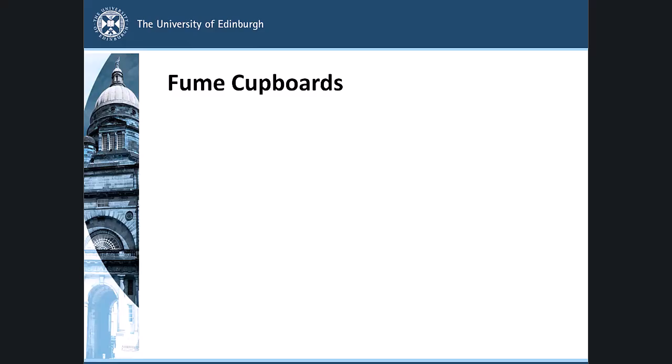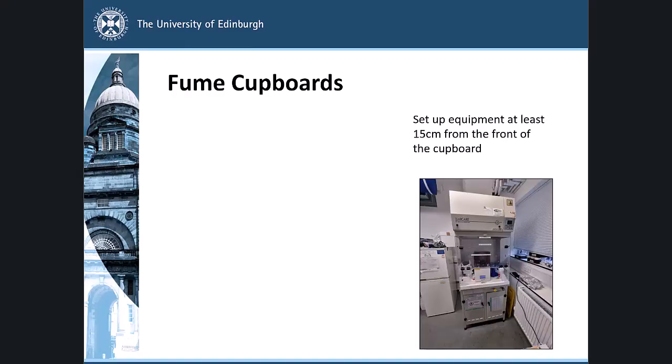Fume cupboards use significant quantities of energy. There are a few things you can do to reduce the amount of energy they use. Firstly, ensure that any equipment you set up is at least 15 centimetres from the front of the fume cupboard. This allows the air to flow without obstruction, meaning that the fans do not need to do more work. You should also keep the lab door closed when using a fume cupboard. If your fume cupboard is recirculating, you should be able to switch it off when it's not being used.